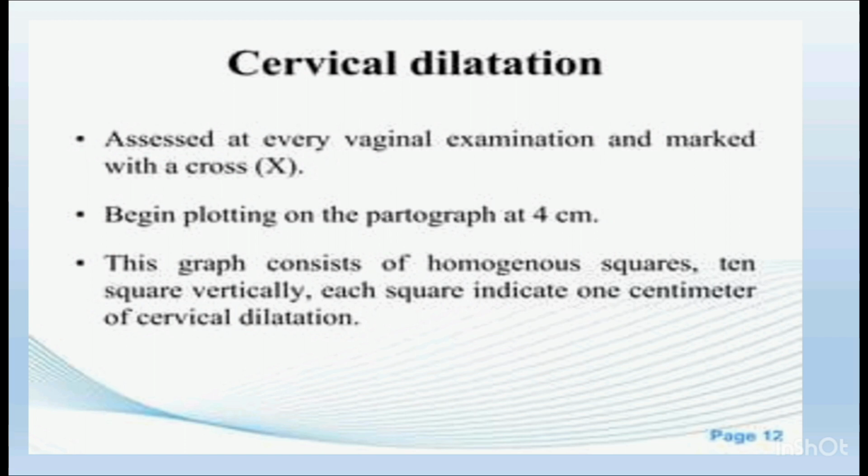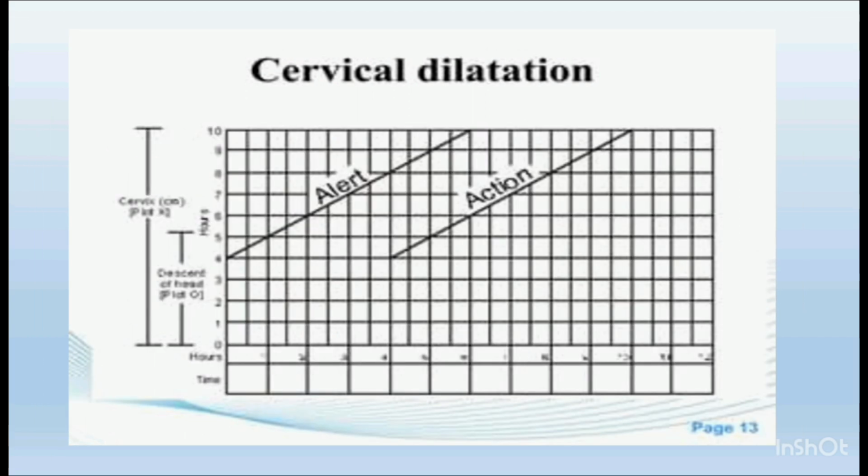Now the next assessment is cervical dilatation, assessed at every vaginal examination and marked with the cross sign. Begin plotting on the partograph at 4 cm. This graph consists of homogeneous squares, 10 squares vertically. Each square indicates 1 centimeter of cervical dilatation. Now you can see a cervical dilatation graph in the partograph.